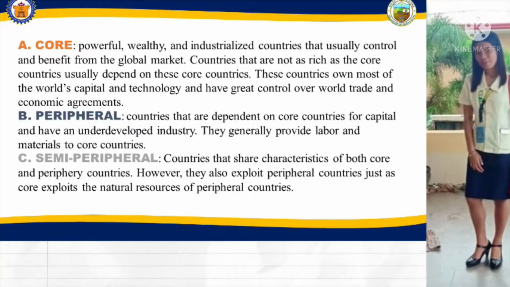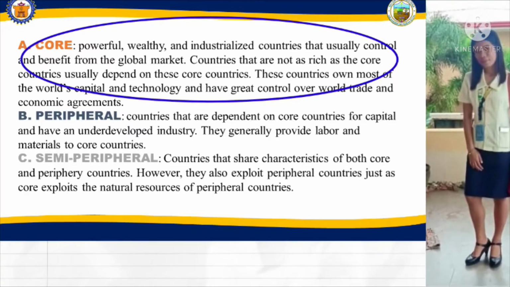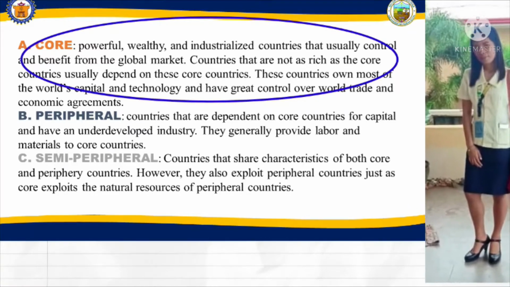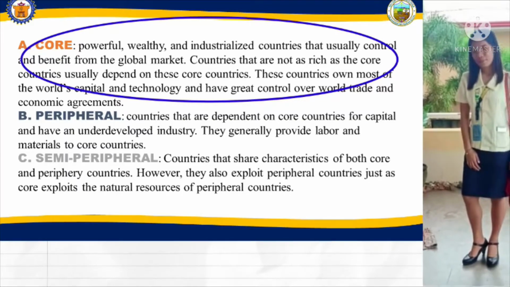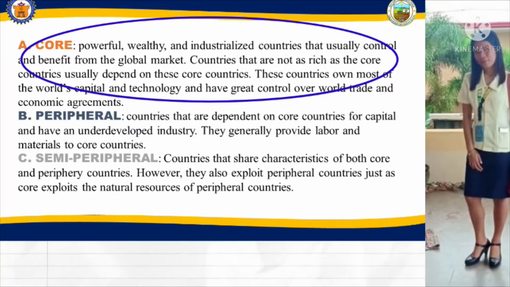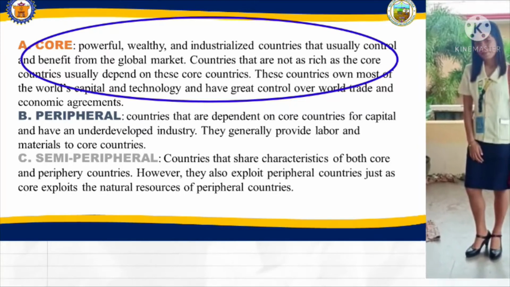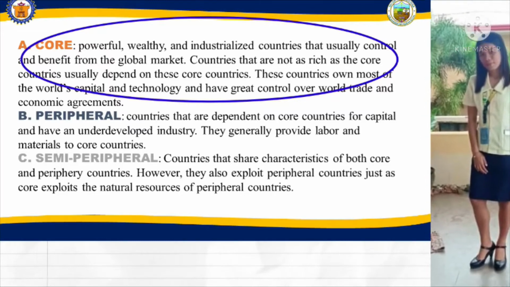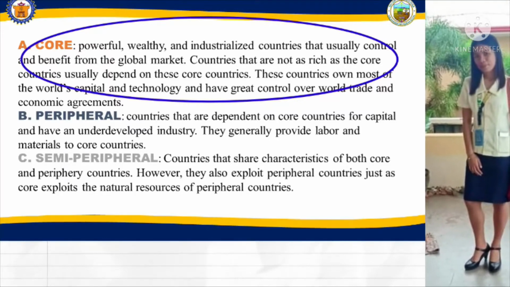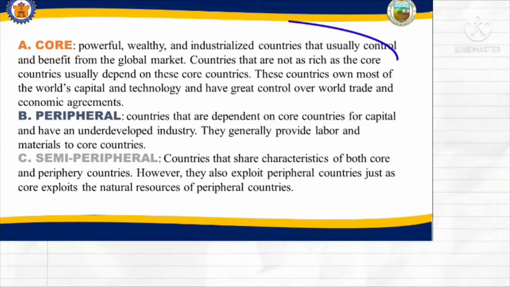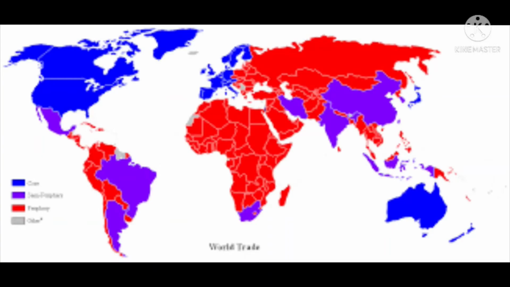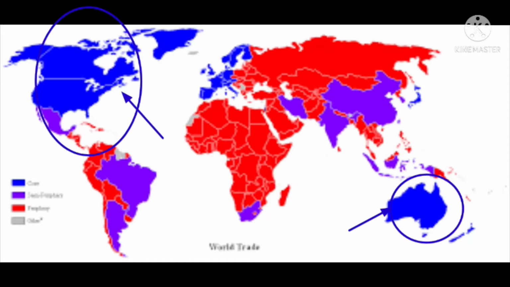The core was the powerful, wealthy, and industrialized countries that usually control and benefit from the global market. Countries that are not as rich as the core countries usually depend on these core countries. These countries own most of the world capital and technology and have great control over world trade and economic agreement. Core countries focus on the higher skill, capital-intensive production, and the rest of the world focuses on the low-skill, labor-intensive production and extraction of raw materials. This constantly reinforces the dominance of the core countries.